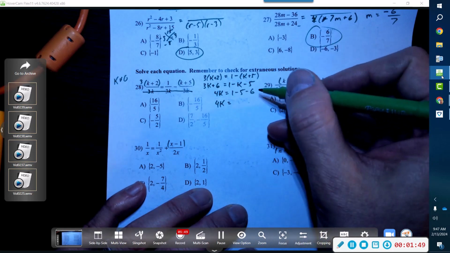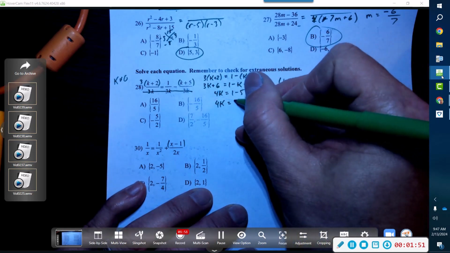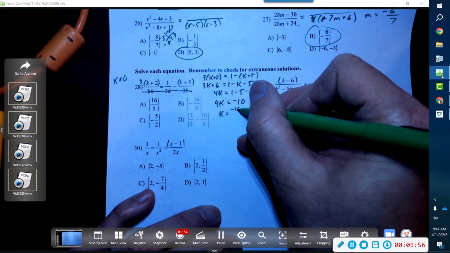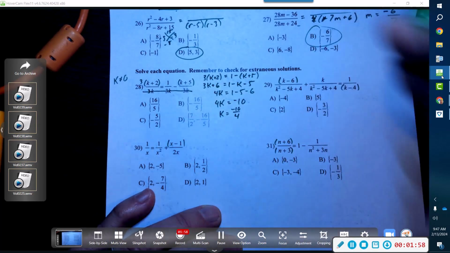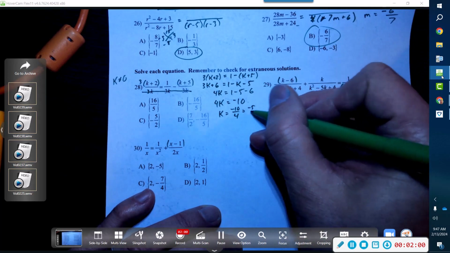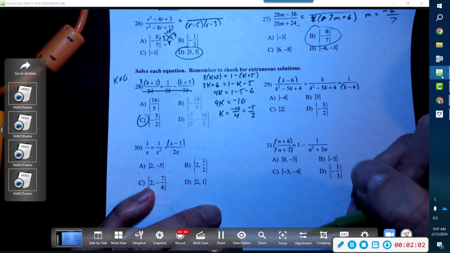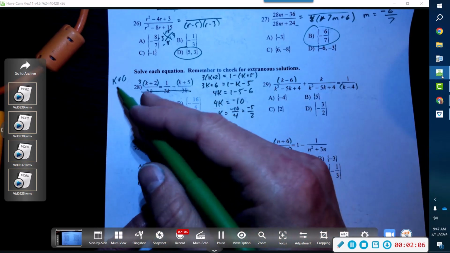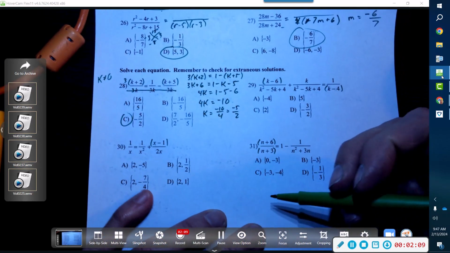That's negative 11 plus 1 is negative 10. So divide by 4. Negative 10 over 4 is not there because we divide both the top and the bottom by 2. So our answer is C. Okay, our answer was not 0 at all, so we're good. We didn't have to worry about that.